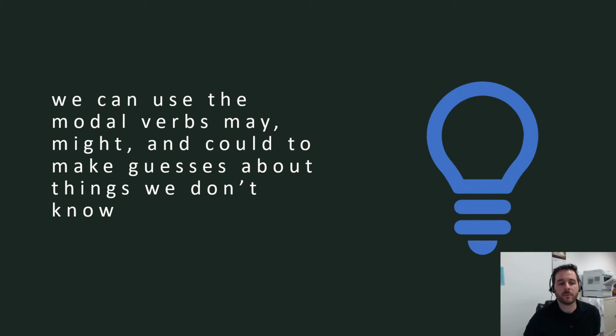The modal verbs may, might, and could are used to speculate. We use them to guess about events and people we don't know. These verbs can be used in the past, present, or future, but today we're focusing only on the present tense.